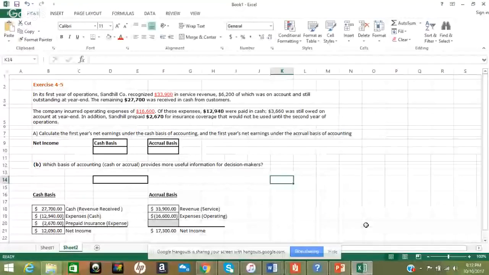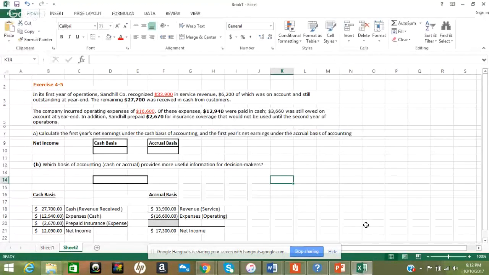I'm going to go ahead and click over to my screen share, and we will talk about cash basis versus accrual basis of accounting. All right, so I've copied the information over into a spreadsheet so that it's much easier to work with. We're asked to look at cash basis versus accrual basis, and we're going to talk about Sandhill Corporation.